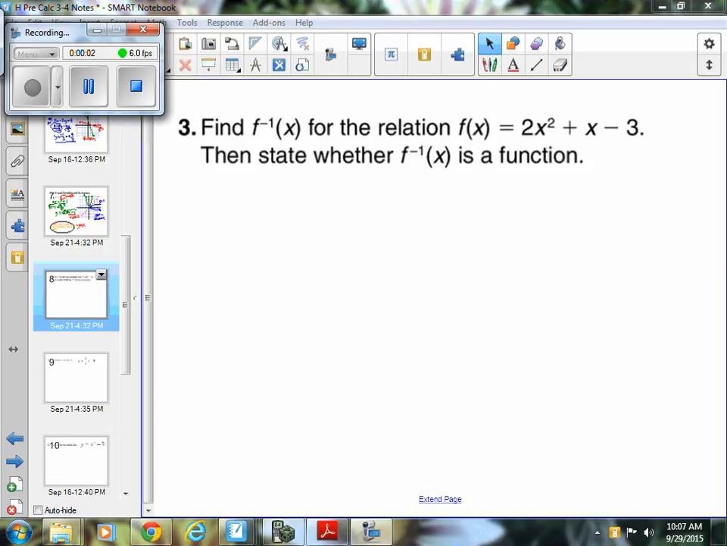Okay, everybody, this is section 3-4, part 2. So we're finishing up our idea about inverses. So I'm going to go through and talk about a few more of these. Today we're going to pick up more with the rules, the equations. How do you find the inverse, and is the inverse a function?